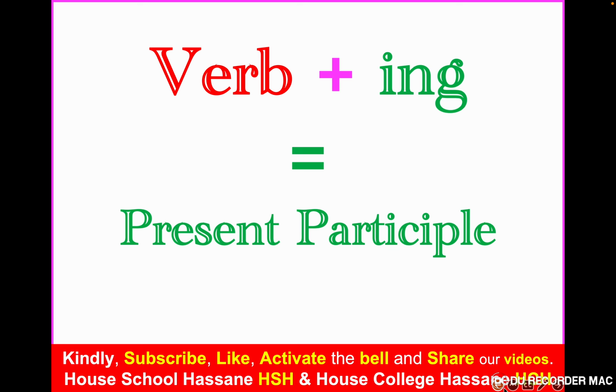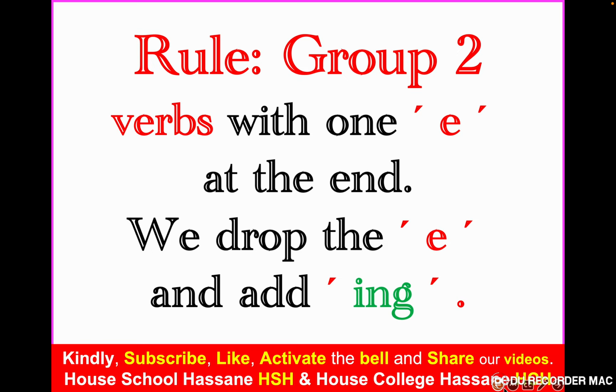Rule group 2. Verbs with one E at the end. What do we do with verbs that have one E at the end? We drop, we delete the E and add ing. I repeat. Rule group 2. Verbs with one E. Not if you have two E, for example, see. We have double E, so seeing, no problem. But if we have one E, we drop, we delete the E and add ing.